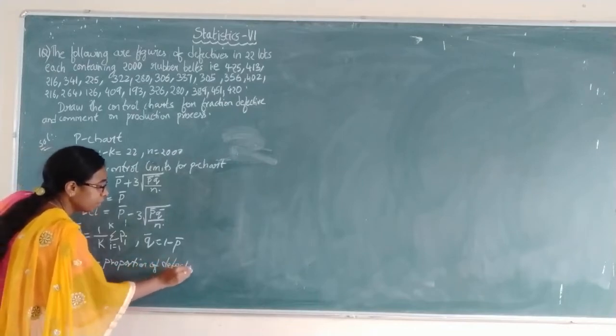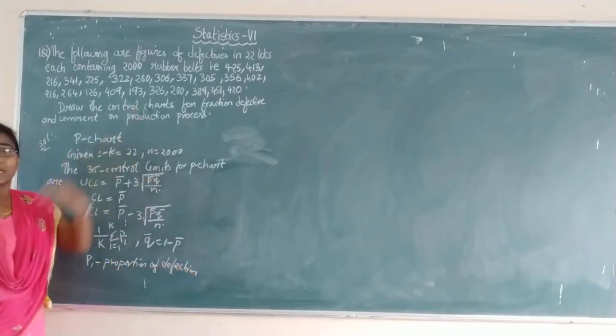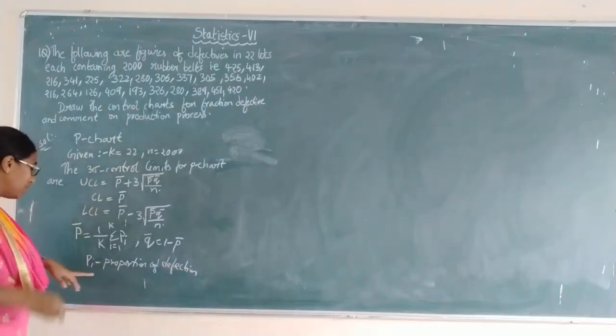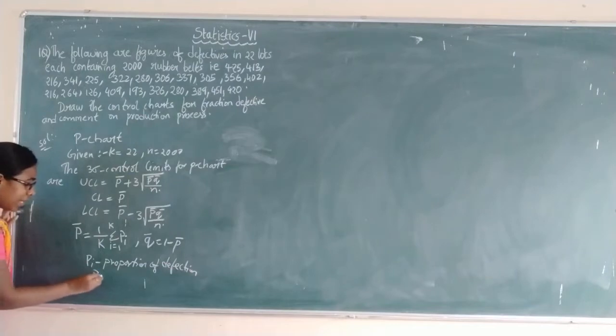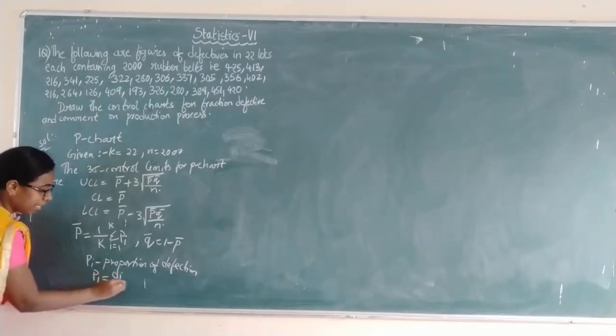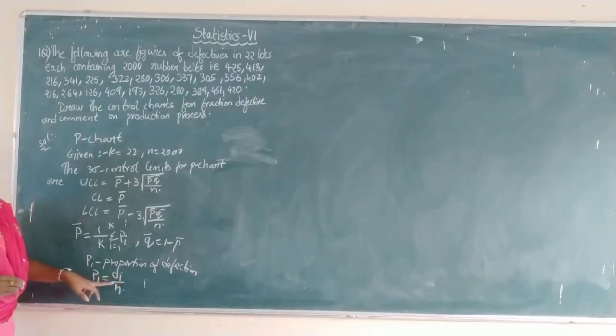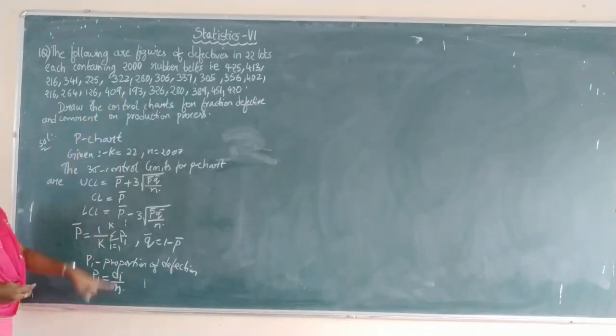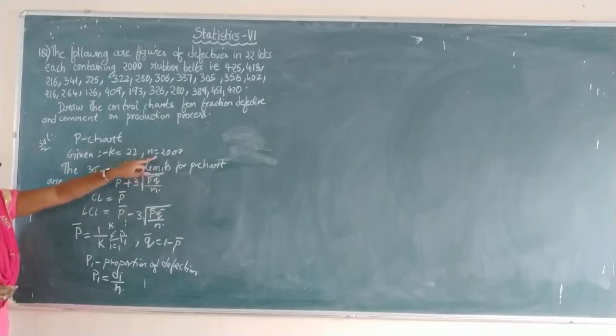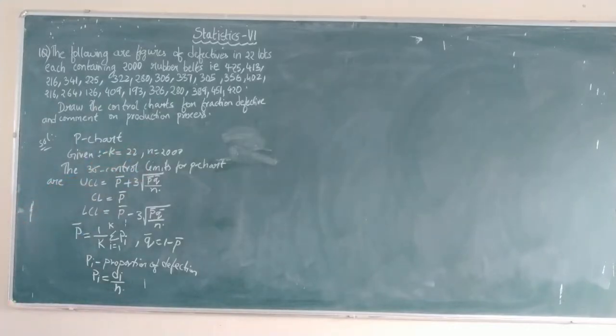In our question only the DI values are given, that is the defectives. So first we need to find the Pi values. What is the formula for Pi? Pi equals DI by N. The DI values, that is defectives, are already given in the question. N is nothing but the sample size, given as 2000. Now construct a table where we can find the Pi and the P bar values.